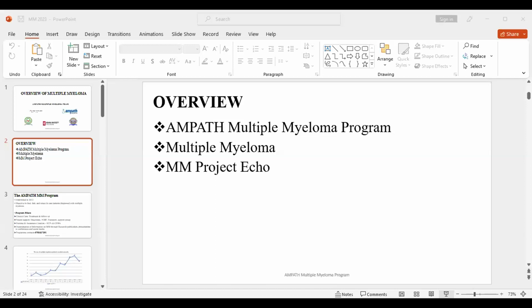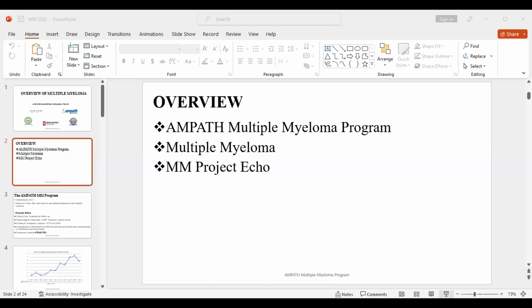I'm going to quickly take us through, and I might repeat a few things that Joseph has mentioned. The overview that we are going to go through is the AMPATH multiple myeloma program here in Moi Teaching and Referral Hospital, then run through multiple myeloma as a disease, and then just one slide on multiple myeloma Project ECHO.